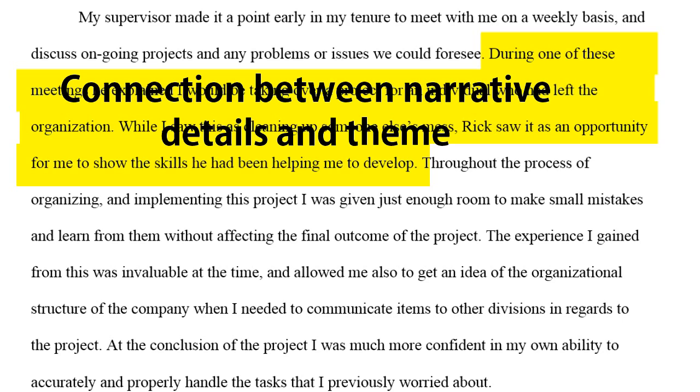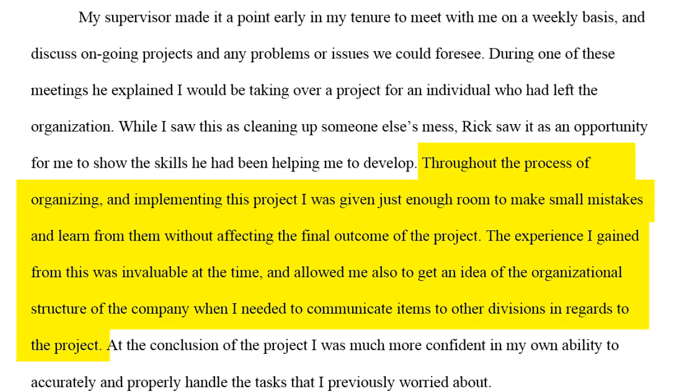And there it is, a clear explanation of how the narrative detail, taking over someone else's mess, is going to be related to professional development, the essay's overall theme. Throughout the process of organizing and implementing this project, I was given just enough room to make small mistakes and learn from them without affecting the final outcome of the project. The experience I gained from this was invaluable at the time and allowed me also to get an idea of the organizational structure of the company when I needed to communicate items to other divisions in regards to the project.